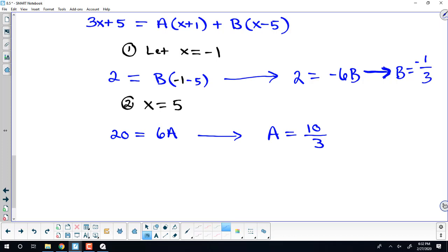Most of the time, I would say you could utilize this technique to at least get you one of A, B, C, or D, and then from there your system becomes a lot easier to solve. Any questions on this?